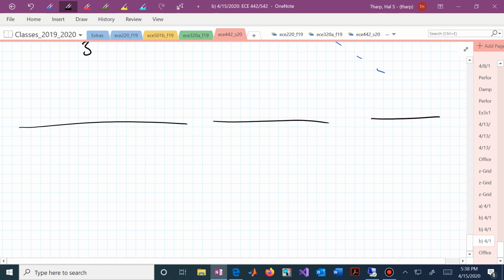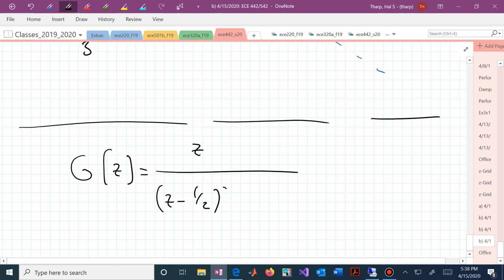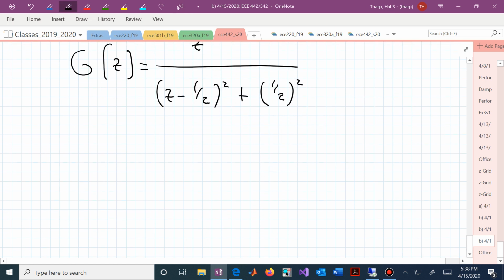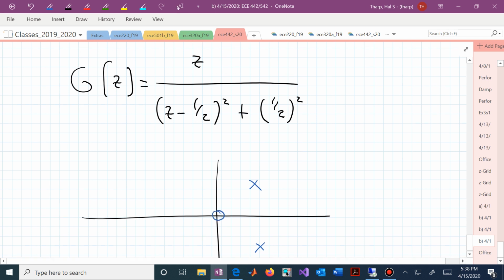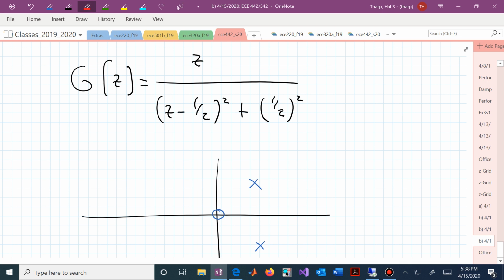Where's rule number 5? Well, now suppose that we have a transfer function that possesses complex poles. What do we have now? We now have 2 poles at 1/2 plus and minus j 1/2. We have a 0 here. Can you tell me now anything about the root locus so far?